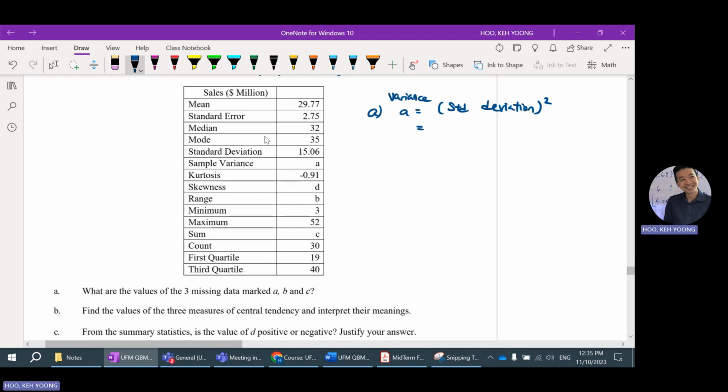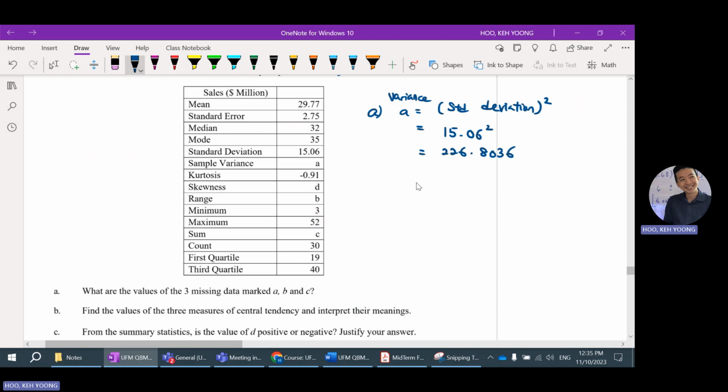So from the outputs, the sample standard deviation is 15.06. So square 15.06 would get you the variance. 226.8036.